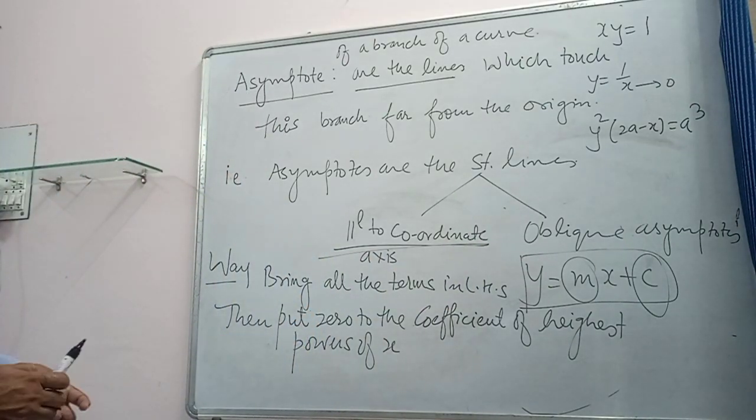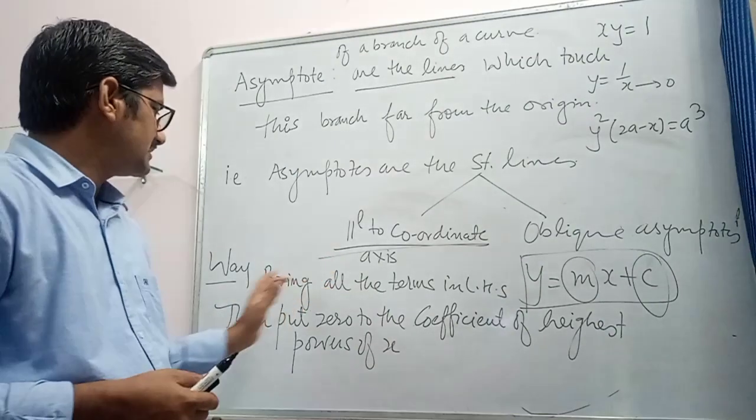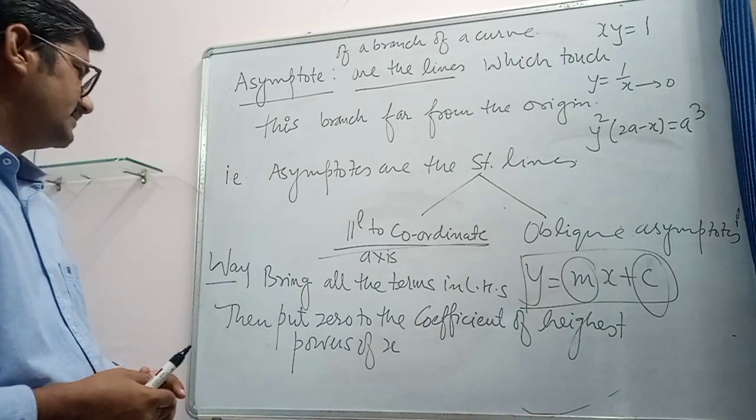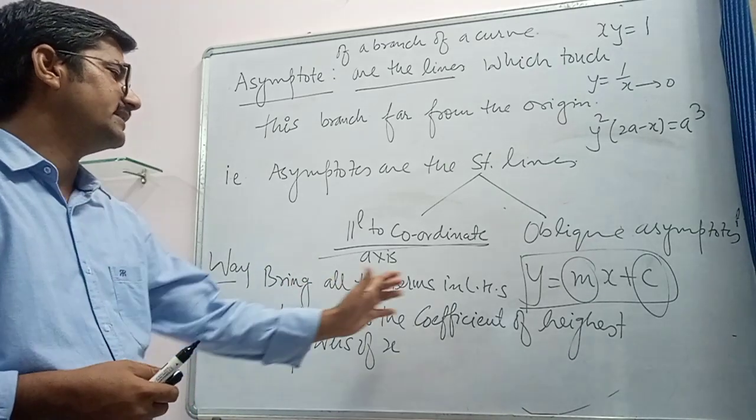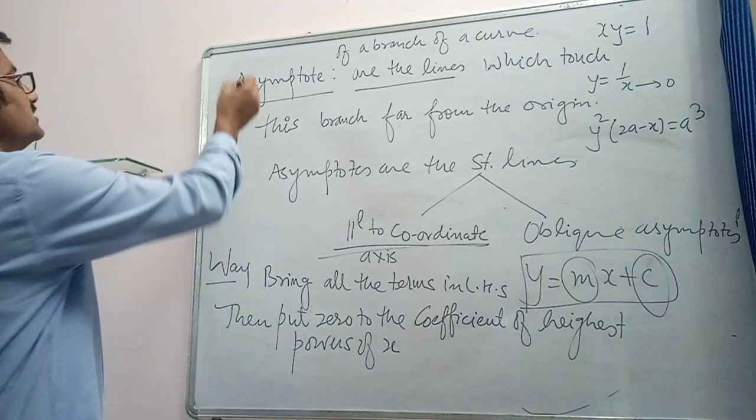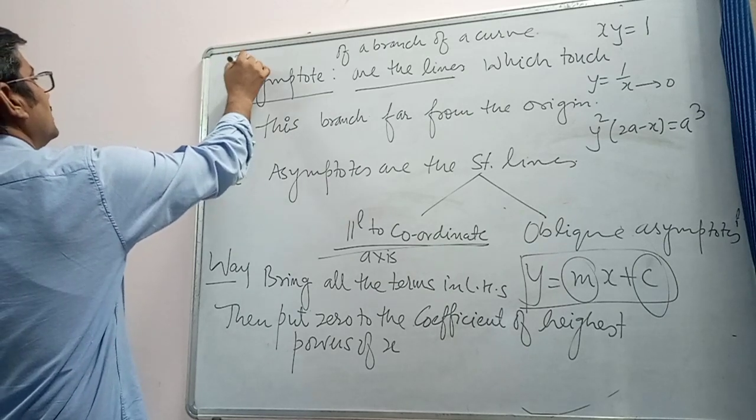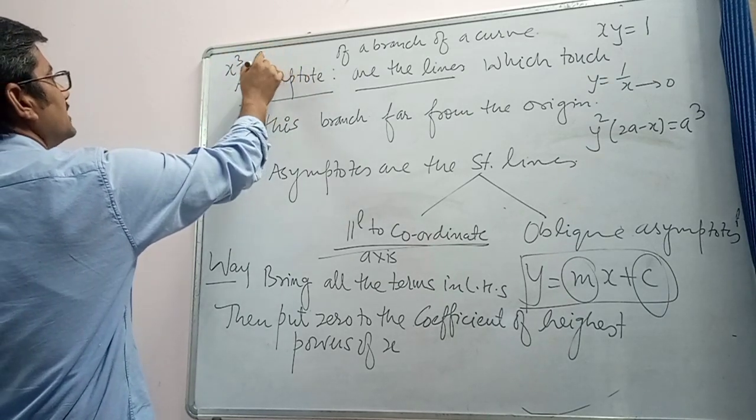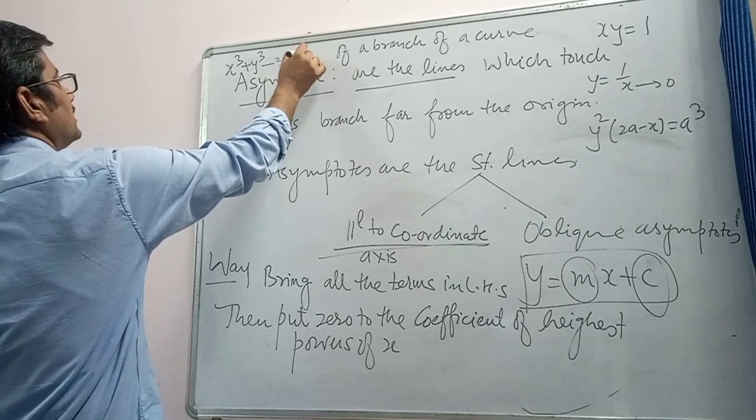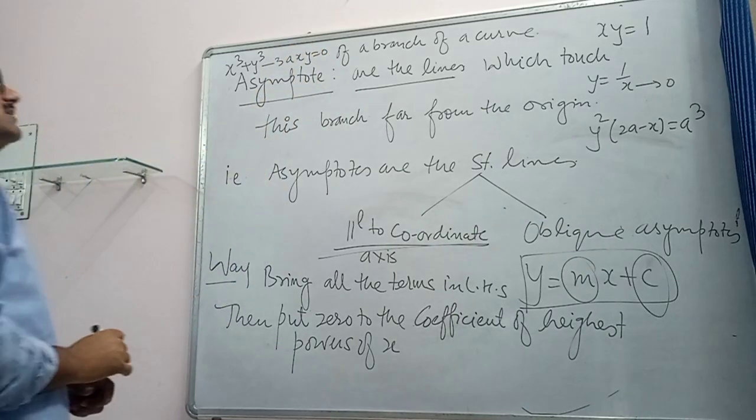What is the way to check to find the asymptotes parallel to the coordinate axis? So bring all the terms to the left hand side for any curve. For example, this is a curve x cube plus y cube is equal to 3axy. So bring it to the left hand side, so you can write x cube plus y cube minus 3axy is equal to 0.